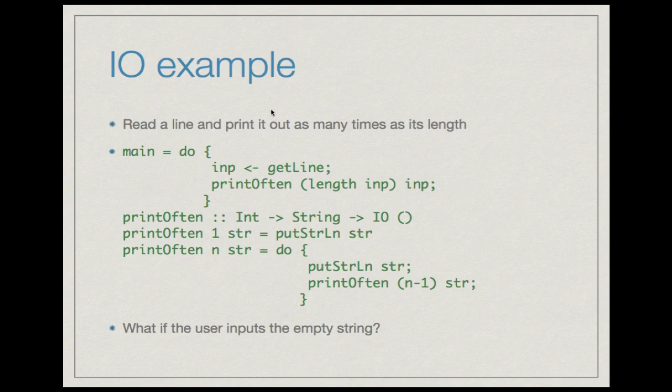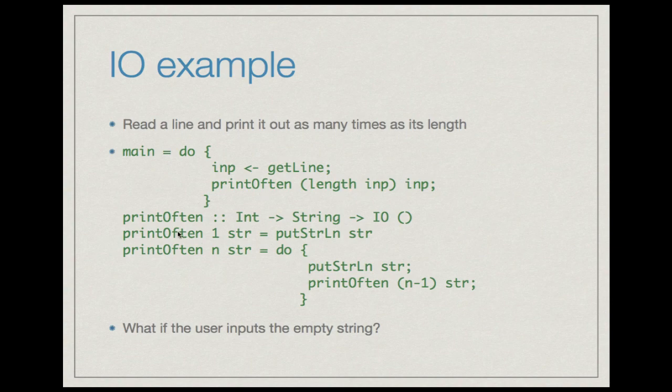Let's look at a few examples. Here is one example, which is to read a line and print it out as many times as the length of the string that is input in the first line. Here is the program. Main equals do, get a line and bind it to inp, which stands for input. It's a value of type String. Call the function printOften to print input, length input times. If input is of length n, then printOften n input will be called and it will be printed n times.